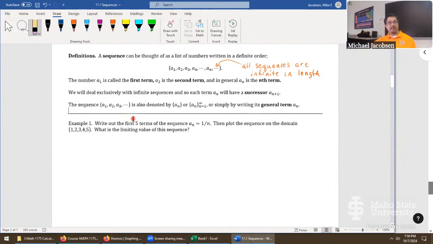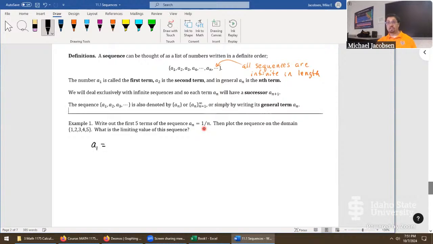It says write out the first 5 terms of that sequence, plot the sequence on the domain 1, 2, 3, 4, 5, and then we'll just guess at the limiting value. Really, again, it's kind of a get-everyone-on-the-same-page kind of example. I think this is a relaxing end of the notes. The sequence is just 1 over n, and it says write the first 5 terms.